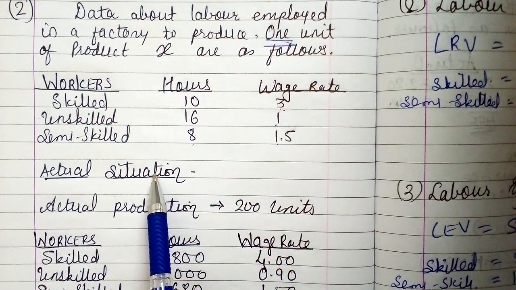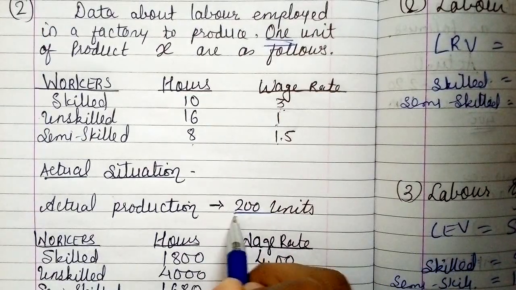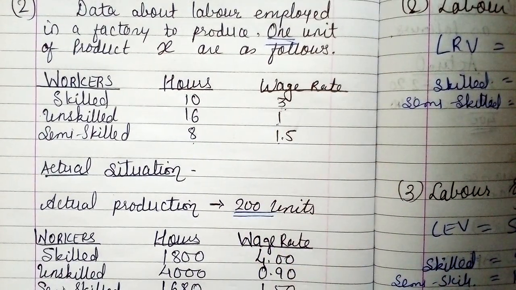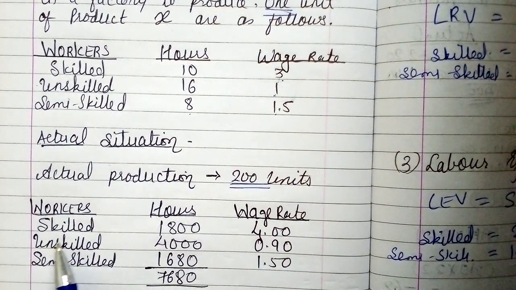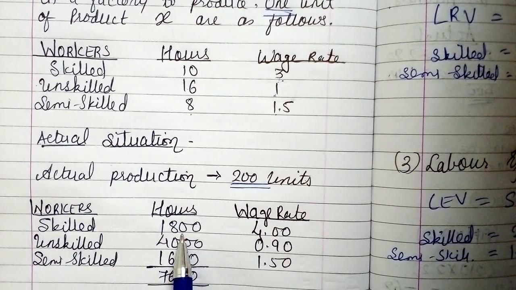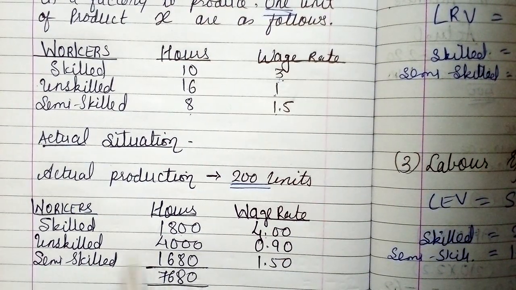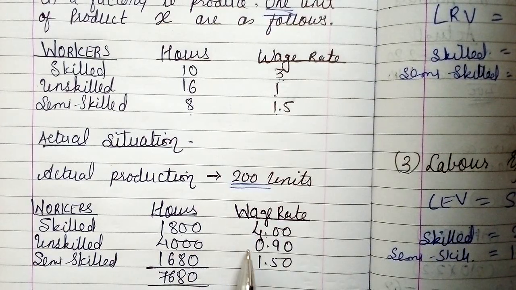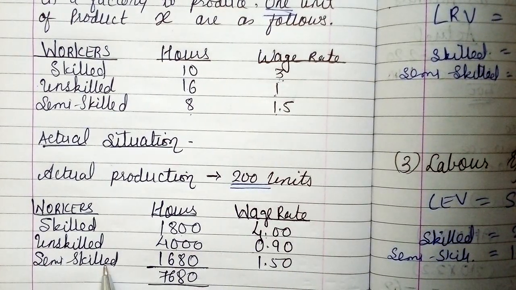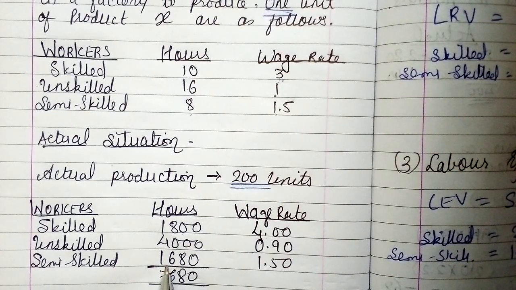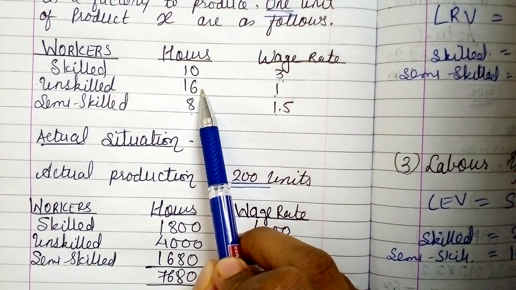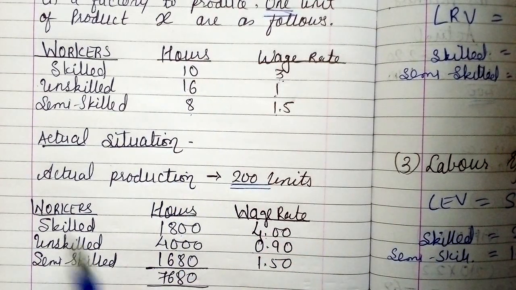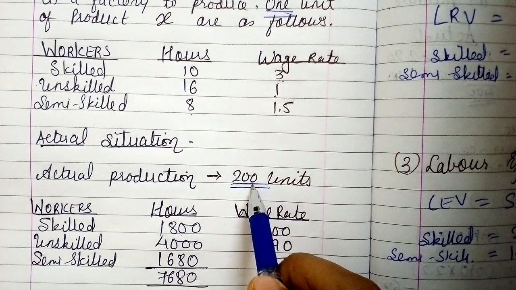Then the actual situation is given, in which the actual production is 200 units. So now the actual information is given for the production of 200 units. For the production of 200 units, the skilled workers have worked 1800 hours at rupees 4 per hour. Unskilled workers have worked for 4000 hours at rupees 0.9 per hour, and semi-skilled workers have worked for 1680 hours at rupees 1.5 per hour, right? So the above information is given as the standard for production of a single unit, and these all are the actual situation for the production of 200 units.